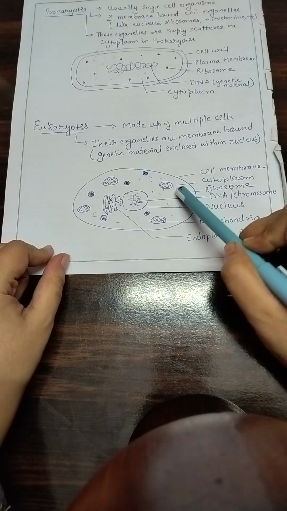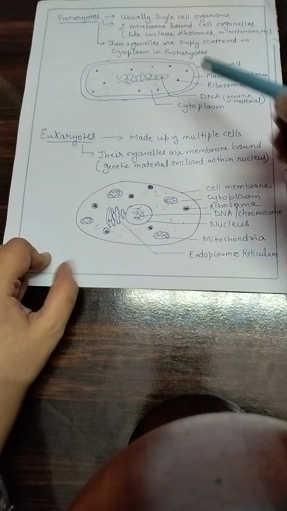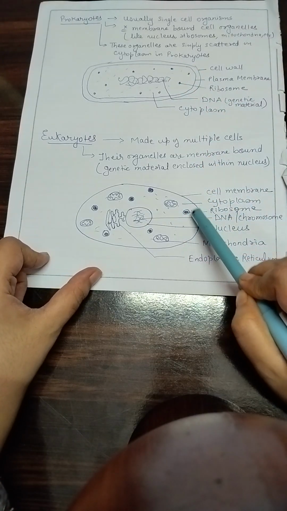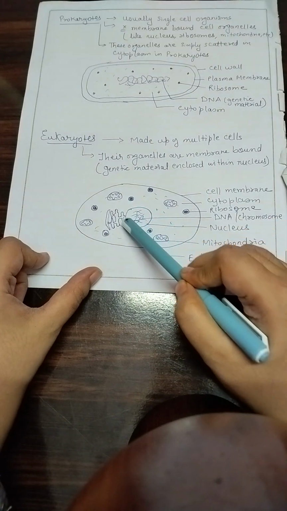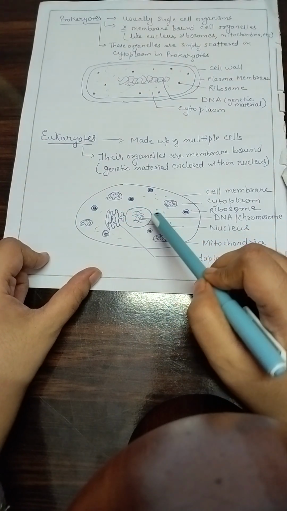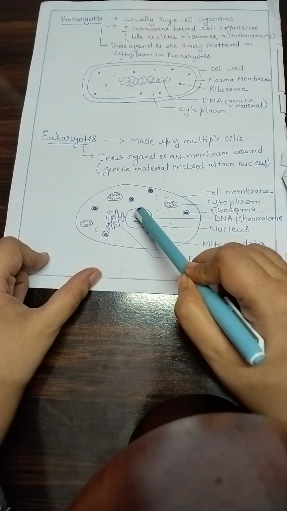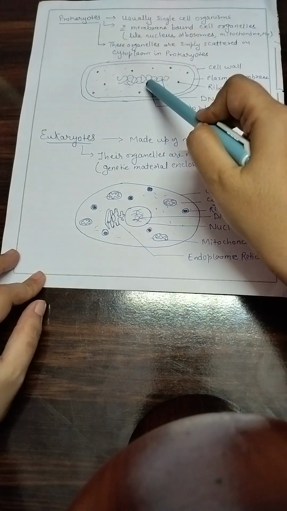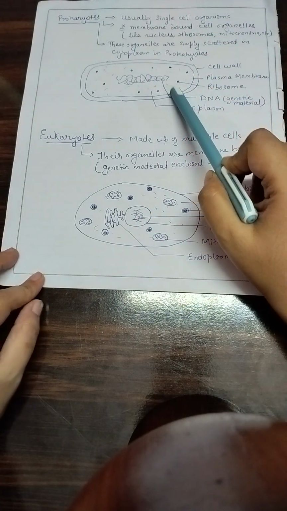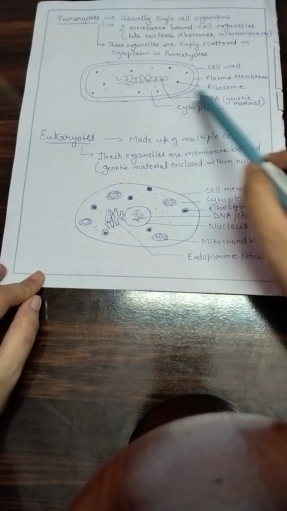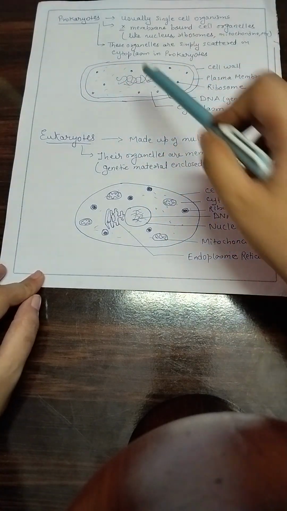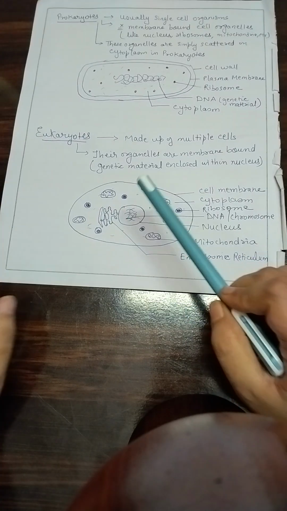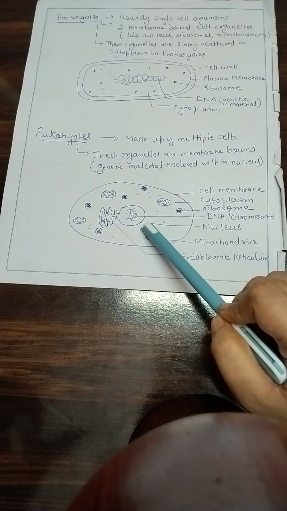Then we have ribosomes. Here the ribosomes are present, but they are not membrane bound, while here we have a membrane bound nucleus, and within this nucleus the chromosomes, the genetic material DNA, are present. If we notice, prokaryotes have their genetic material scattered in the cytoplasm, but here the genetic material is packed in the nucleus, surrounded by a nuclear membrane.